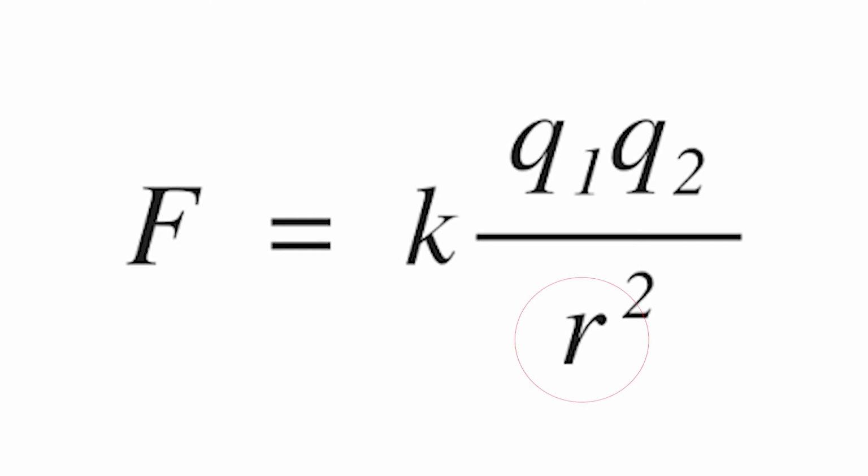R on the bottom is the distance between the two point charges, and it is squared. So this means that the force will decrease rapidly as the two charges move further apart. And Q on the top basically just tells you the bigger the charge, the stronger the force.